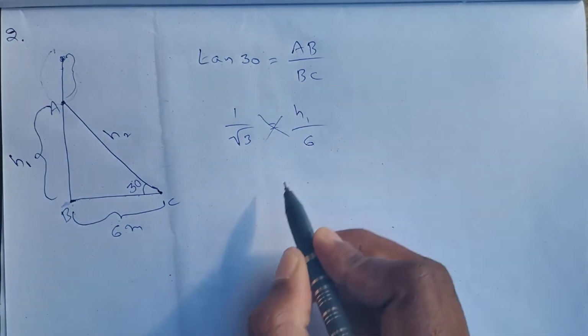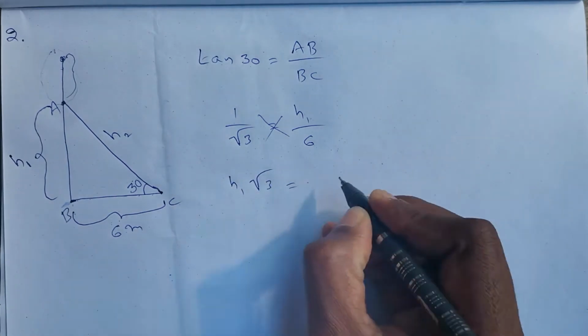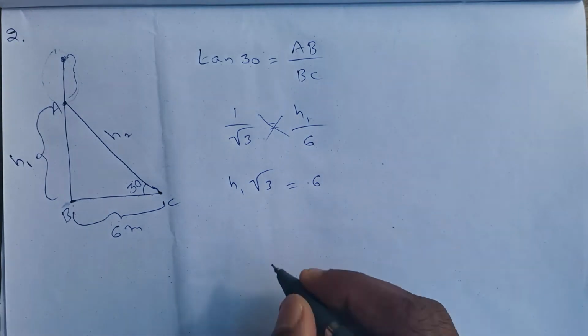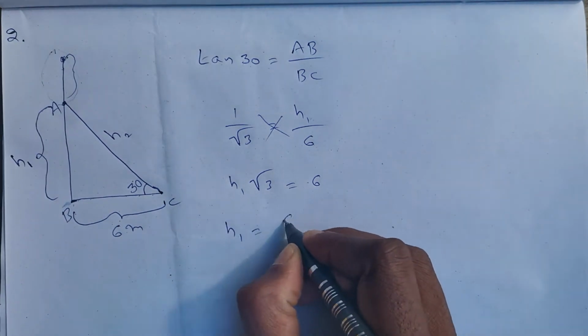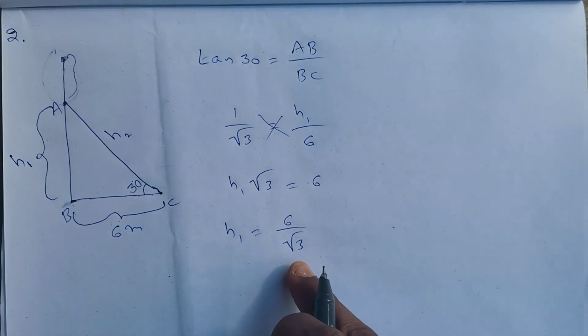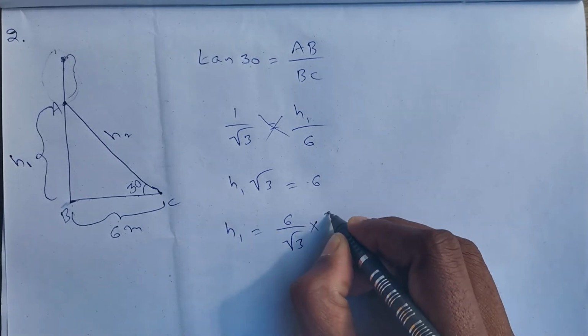Now if I do cross multiplication, H1 into root 3, H1 root 3 is equal to 6 into 1, which is 6. We want H1, so I will take root 3 to the right side. H1 is equal to 6 divided by root 3. And here we don't want any irrational number in the denominator, so that's why we will multiply and divide by root 3 again.